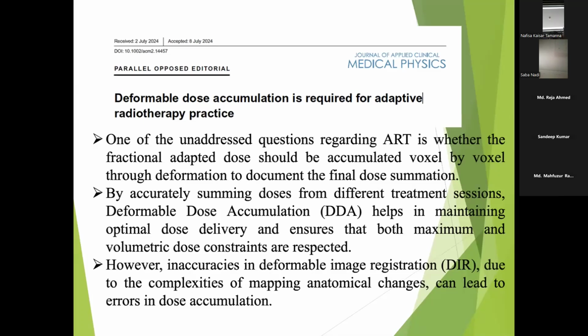By accurately summing dose from the different treatment sessions, deformable dose accumulation helps in maintaining optimal dose delivery and ensures that both maximum and volumetric dose constraints are respected. However, as we already discussed, inaccuracies in deformable image registration may lead to errors in dose accumulation.